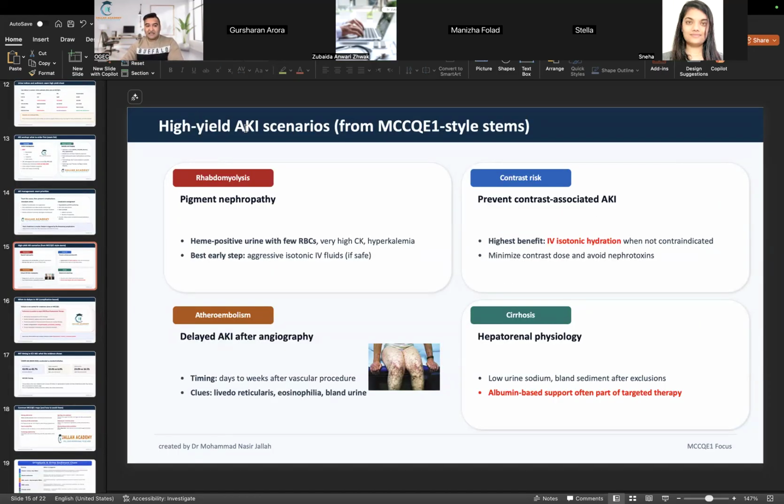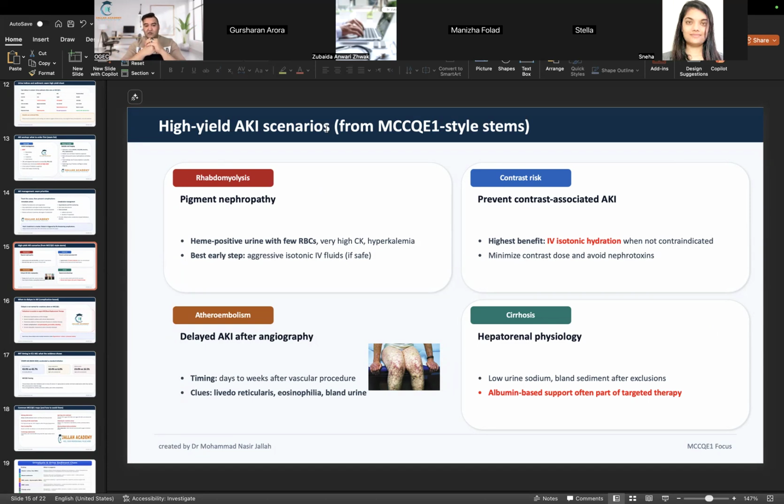Now, high-yield acute kidney injury scenarios, very high yield. If they want to give you a scenario, they will choose these points, these clues. We can call it clues. So they will mention these clues.